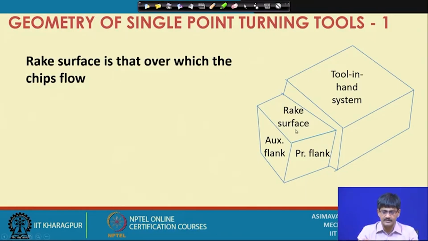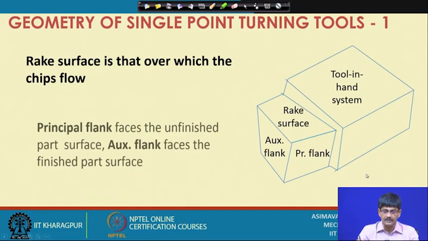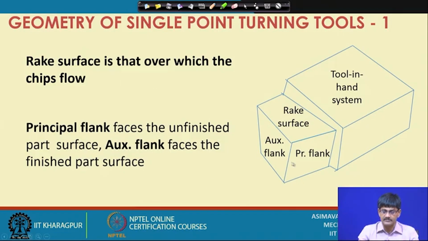What is the rake surface? The rake surface is that over which the chips flow. This is the rake surface, and on the lathe it is placed in such a way that over the rake surface the chips will be flowing. This is the principal flank. It faces the unfinished part of the workpiece, and this is the auxiliary flank which faces the finished part of the workpiece. Okay. So, these are the definitions of these three planes.